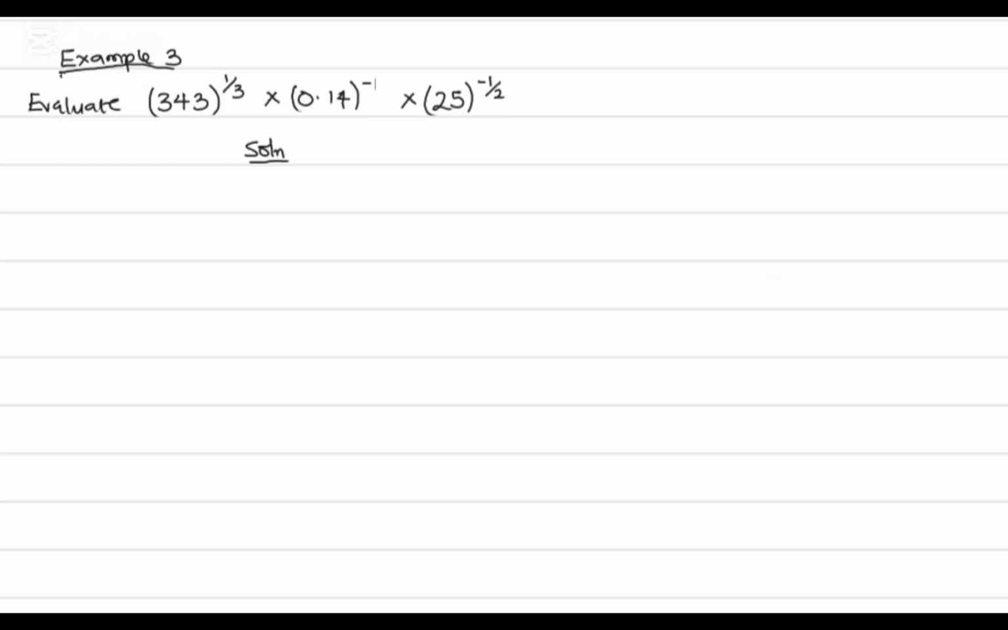For this example 3, we have 343 raised to power 1 over 3 times 0.14 raised to power minus 1, and then we have 25 raised to power minus 1 over 2. So to do this, let's take 343 raised to power 1 over 3. Seeing 343, I know that is a multiple of something. That happens to be 7 raised to power 3 actually. So I'm going to write 7 raised to power 3 now, then times 1 over 3. That's the importance of the multiples of numbers we've learned.